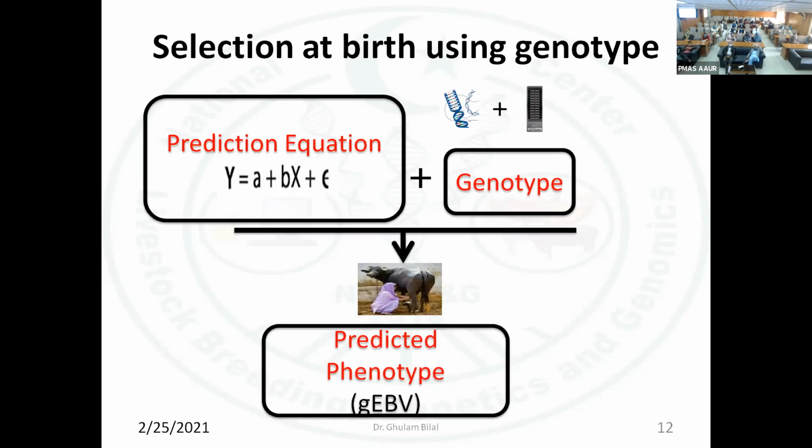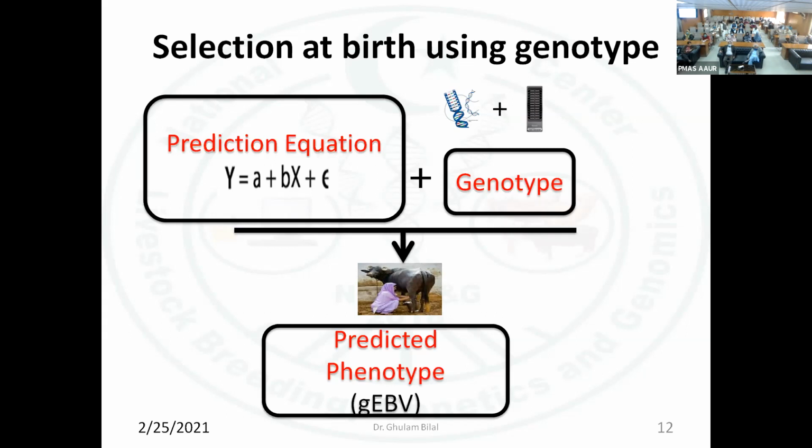So what we would get is the predicted phenotype, which we call the genomic estimated breeding value. Right now in the dairy industry, we are selecting bulls. When a bull is born, right away we can take its DNA and, with the help of a prediction equation, tell what the production level of this bull will be, and predict its genomic estimated breeding value. We can rank those bulls on the basis of that breeding value and right away send those bulls for further dissemination.